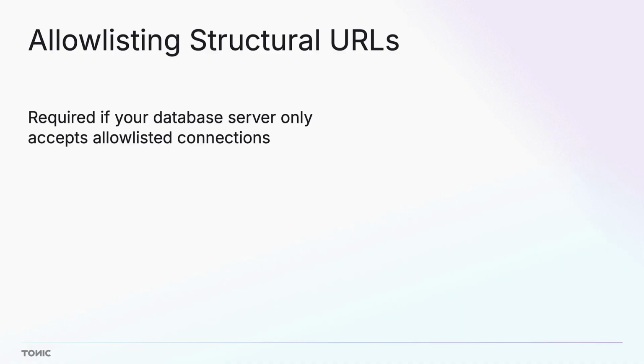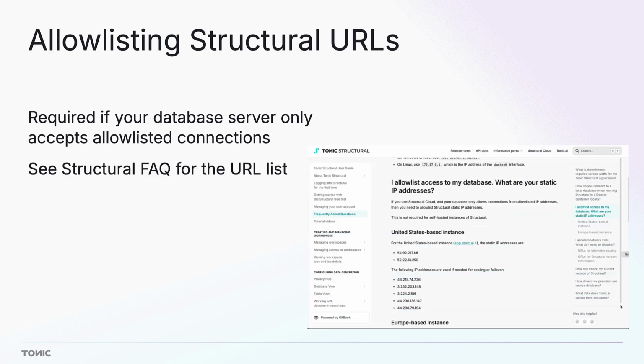And one more thing to be aware of. If your database server only allows connections from allow listed IP addresses, then you must add the Structural IP addresses to your allow list. For the list of IP addresses to allow list, go to the frequently asked questions in the Structural documentation.